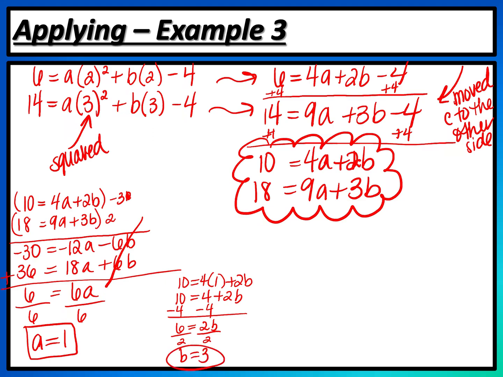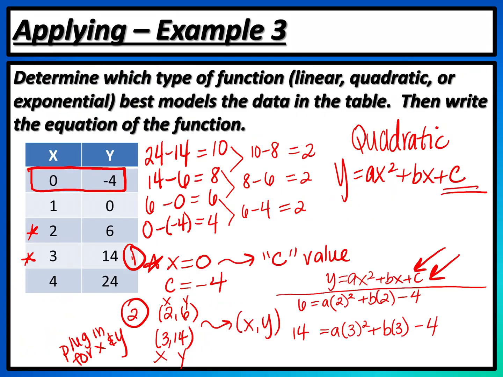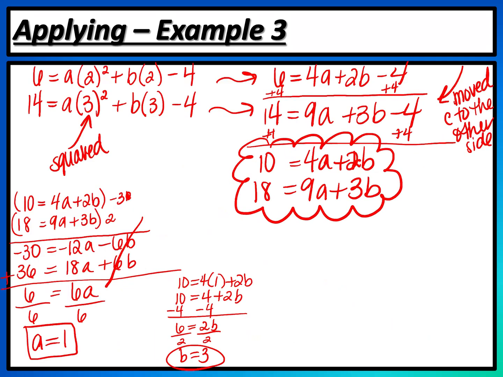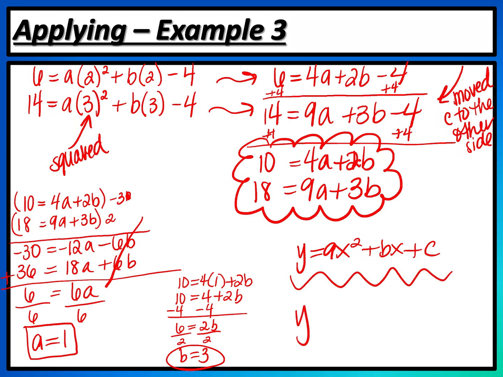Okay, so now we have the a and the b, and we had previously found the c. So we'll just take those values and plug them back in to ax squared plus bx plus c here to get a final equation.